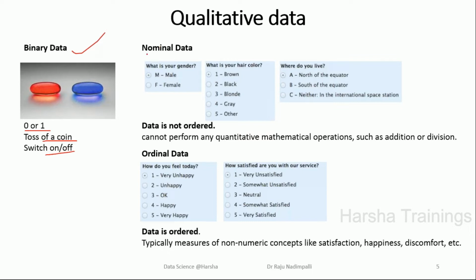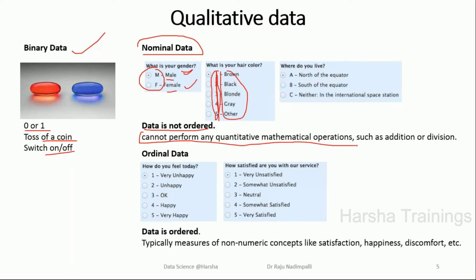Another kind of qualitative data is called nominal data, where we don't follow any order. For example, let us take male and female. I may write male first and female second, or female first and male second. Maybe hair colors, where we have some set of colors, but these cannot be represented as numbers. The data is not ordered. If the data is not ordered, we cannot perform any quantitative or mathematical operations such as addition, subtraction, multiplication, and division.